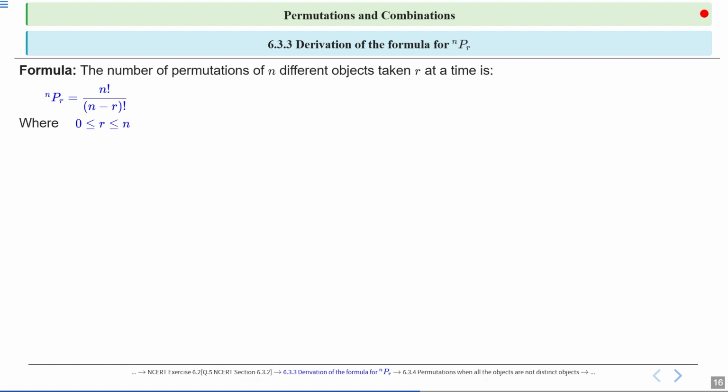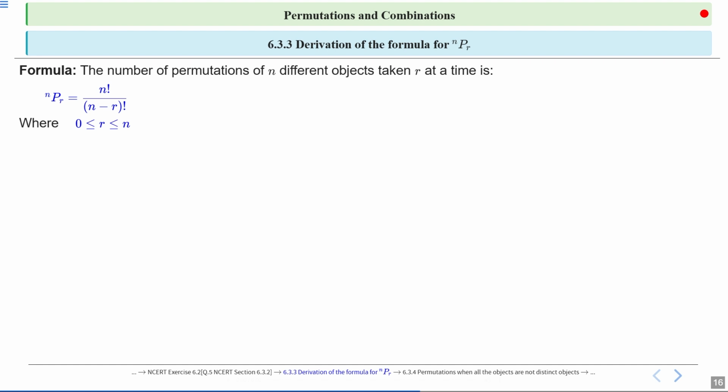So let's see the formula here. The number of permutations of n different objects taken r at a time is basically nPr. So nPr means the number of permutations of n different objects taken r at a time. nPr is equal to n factorial upon n minus r factorial, where 0 is less than or equal to r, which is less than or equal to n.